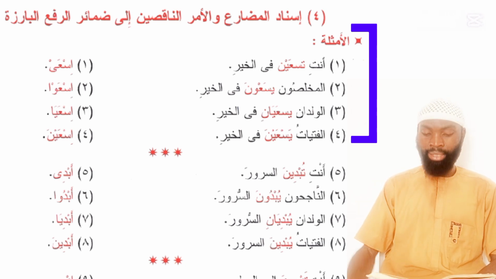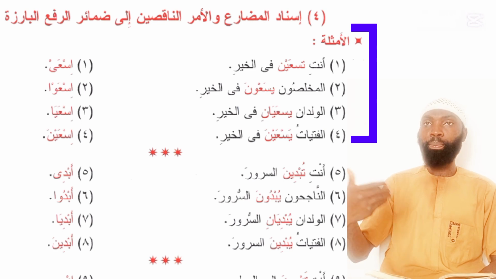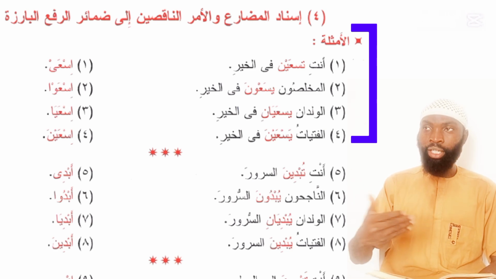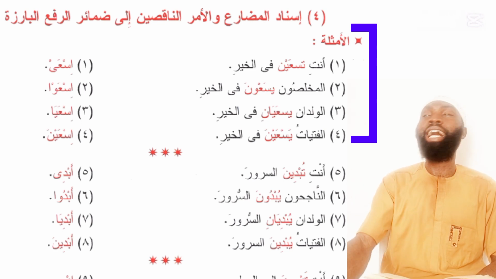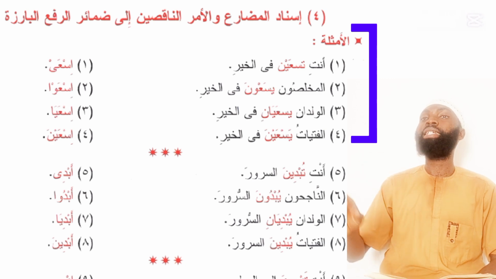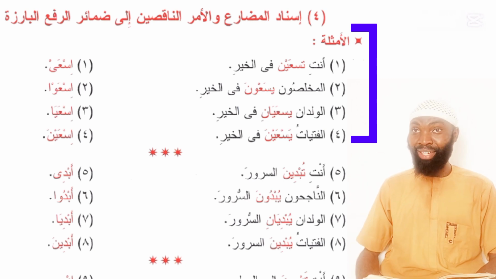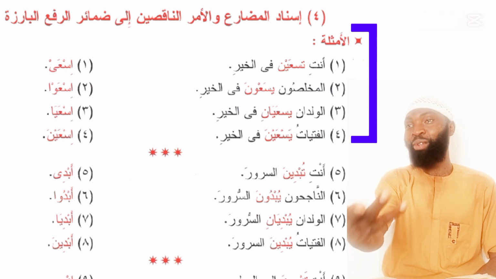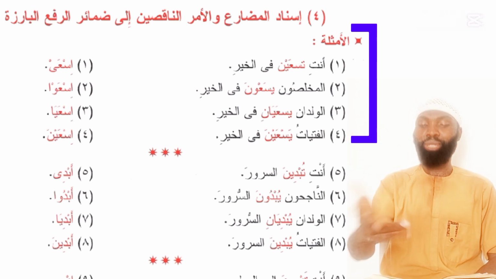Number 2, we have al-mukhlisuna yas'auna fil khayri. The devotees, or the sincere ones, are putting effort in good. So the word is yas'auna, because here we have the third person present tense for the males. Yas'auna. To command them now is simply is'au, struggle, is'au, mashallah.